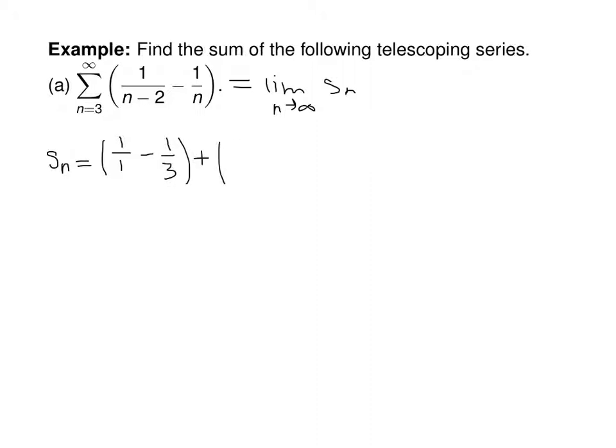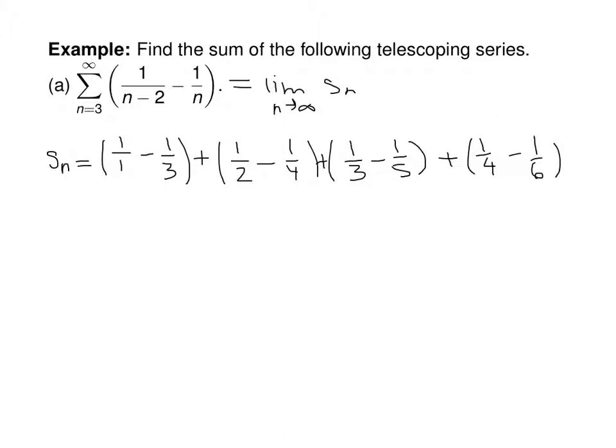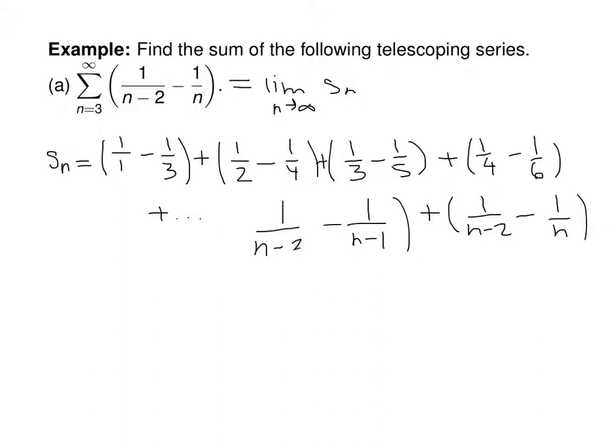Then we plug in 4, we'll have 1/2 minus 1/4. And then 5 plus 1/3 minus 1/5. And then we'll plug in 6 just to see what's happening. We will have 1/4 minus 1/6, etc. Now the last term we will have would be 1 over n minus 2 minus 1 over n. And one prior to that will be 1 over n minus 1 minus 1 over n minus 3.